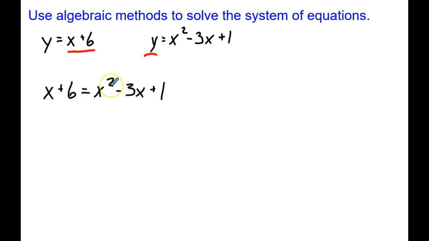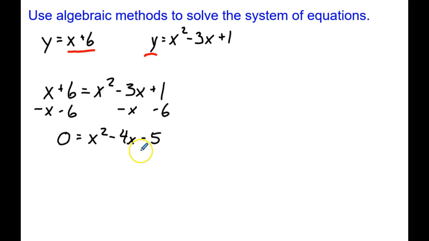If I have a quadratic equation, I want to get it in standard form, set one side of the equation equal to 0. So I'm going to subtract x from both sides of the equation, and I'm going to subtract the 6 from both sides of the equation to get this into standard form. At this point, when we want to solve this quadratic equation, we have many different methods we can use. We could try to factor this. We can try to use completing the square. We can use the quadratic formula. At this point, we can use any method to solve for these x values.